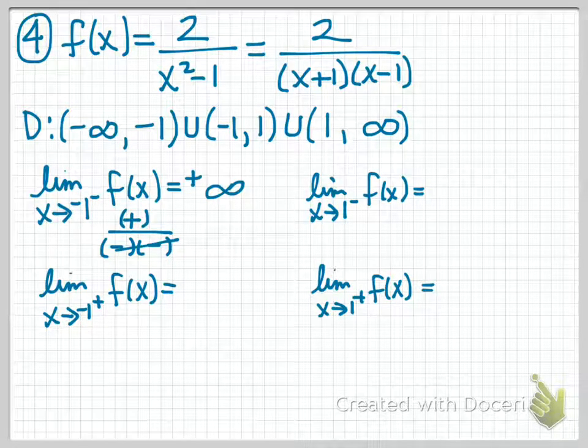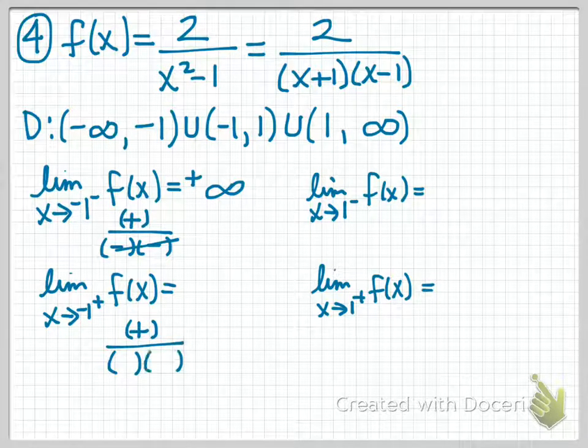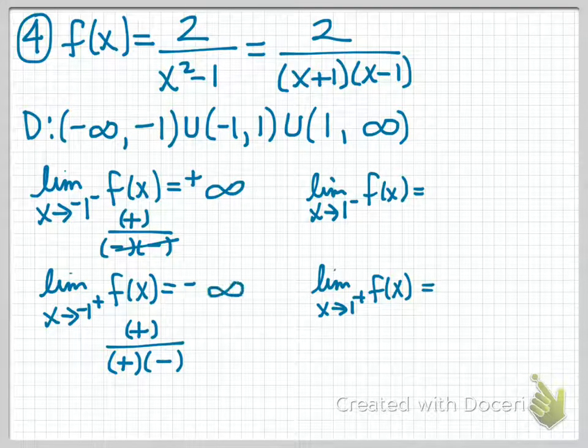If I plugged in a number that is to the right of negative 1, I might use something like negative 0.9, but again the top would remain positive because it doesn't depend on x, and then in the bottom I have to look at both factors. Negative 0.9 would make the first factor in the bottom positive, but it would make the second one negative, so I have one negative, which makes the quotient negative. So we have negative infinity there.